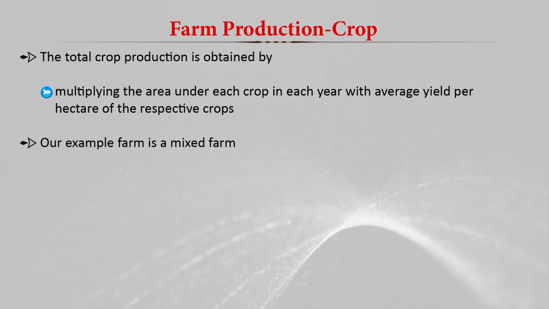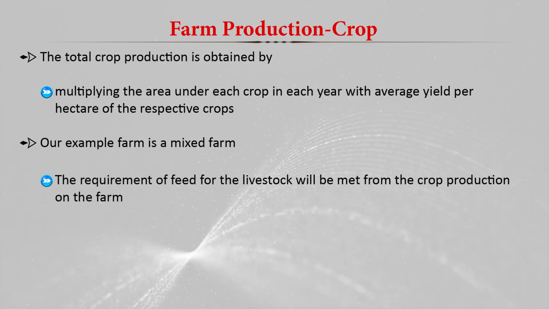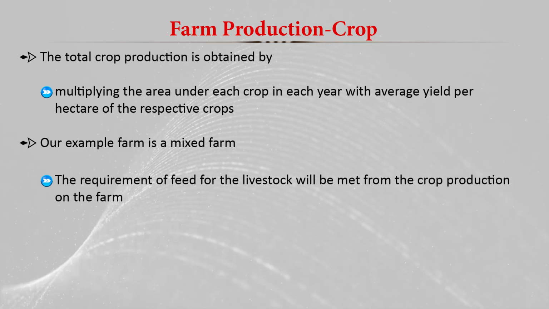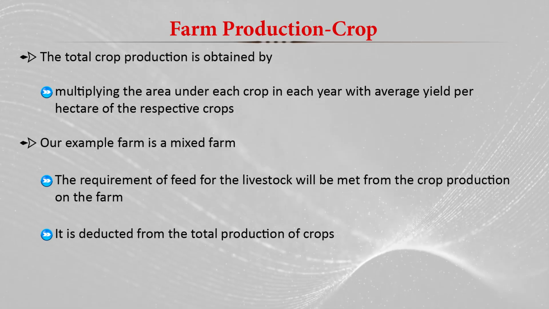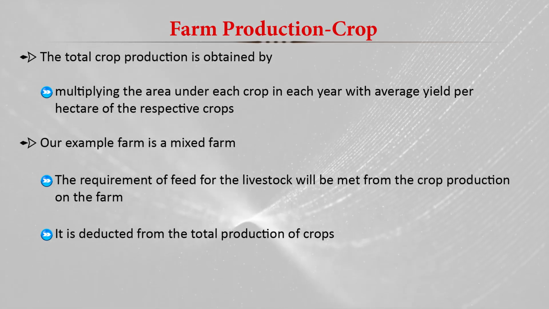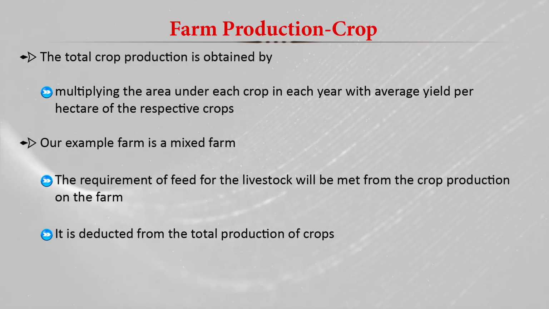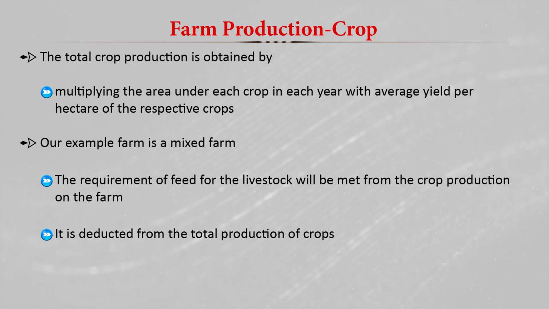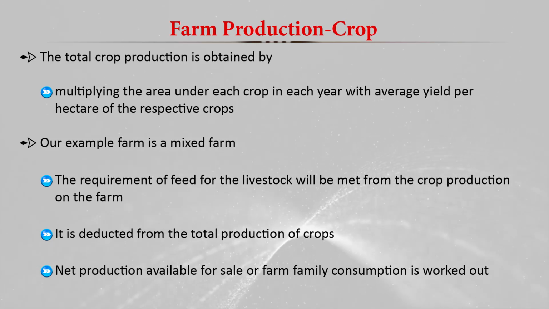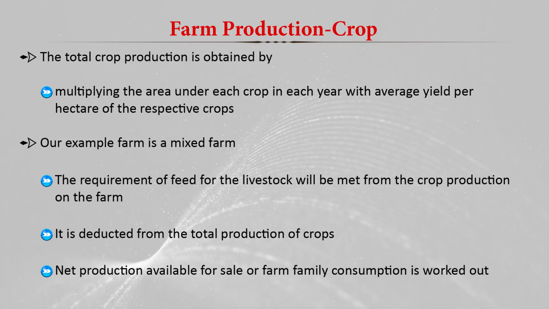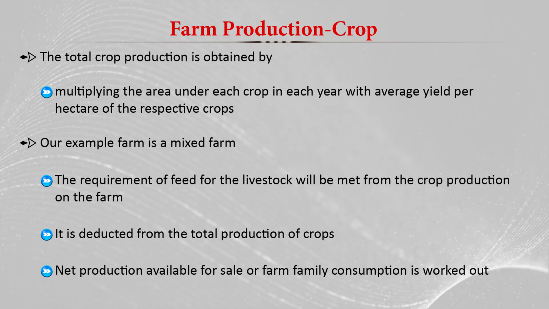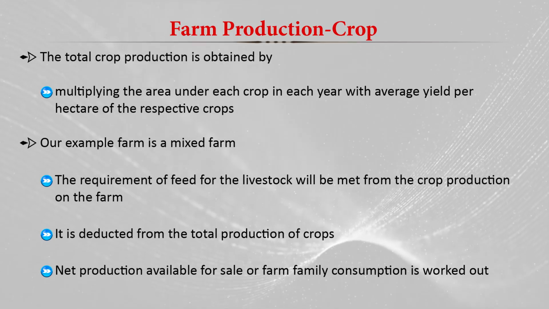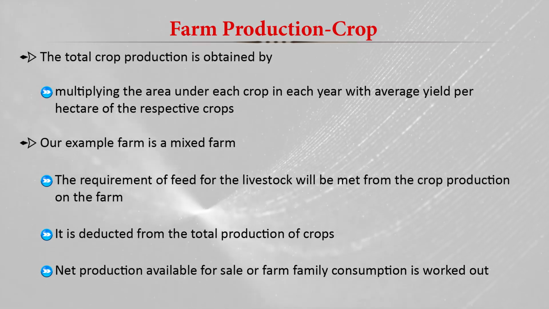For example, our farm is a mixed farm. So the requirement of feed for the livestock will be met from the crop production on the farm. So it is deducted from the total production of the crop. Because the livestock is also a part of the production, whatever the feeding requirement for livestock, that we are producing from the crops, is deducted from the total farm production, and the net production available for sale and for farm family consumption is worked out here. So after deducting the requirement for the livestock, we calculate the net production available for sale or for farm family consumption.